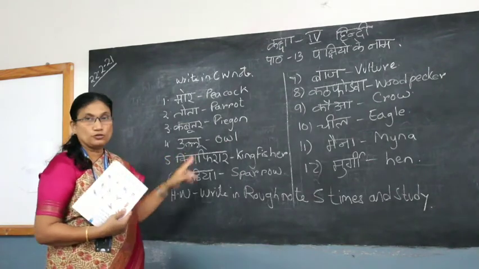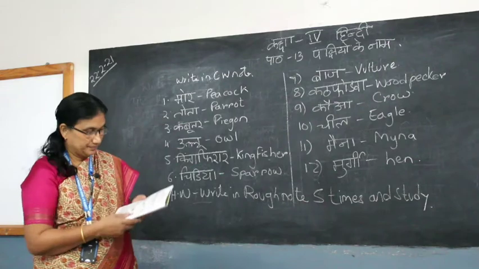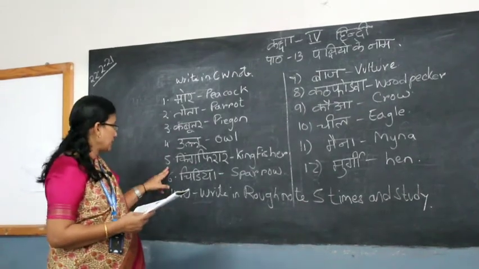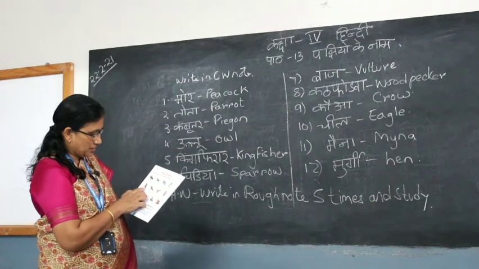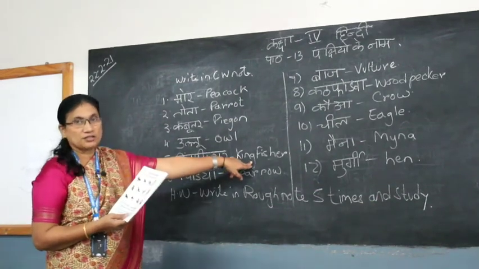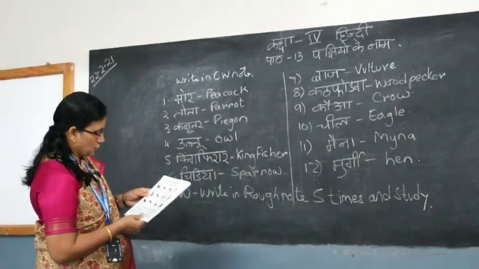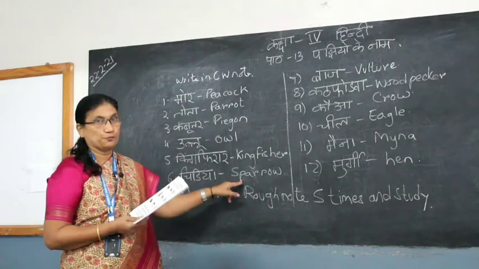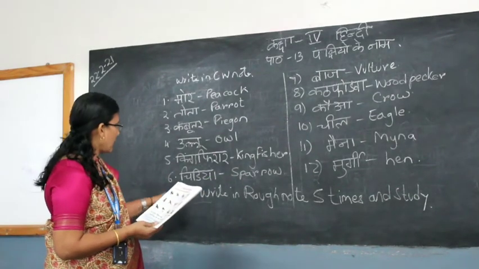Fourth one is ullu. Ullu means, children, an owl. Fifth one is kingfisher. You might have seen this bird near the water, known as kingfisher. In English too, it's known as a kingfisher. Then the sixth one is a chidiya. Chidiya means a small sparrow.